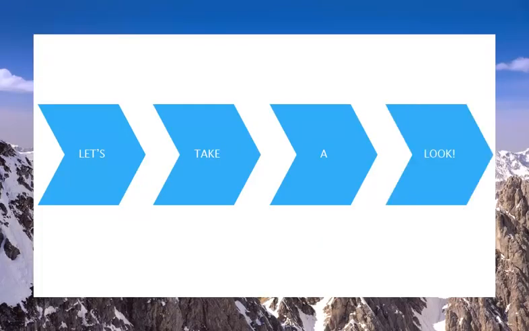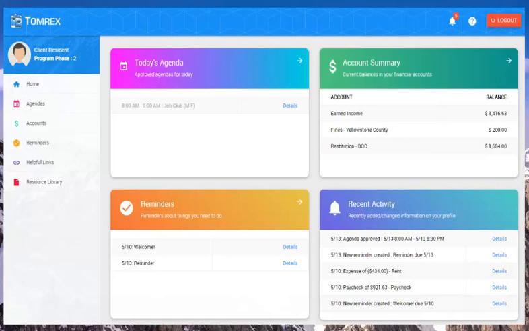Let's take a look at the kiosk. This is the home page. Here you see portlets, the colorful squares. You will also see the sidebar. From the sidebar you can navigate to screens that give you more detailed information. Let's take a look at each portlet.